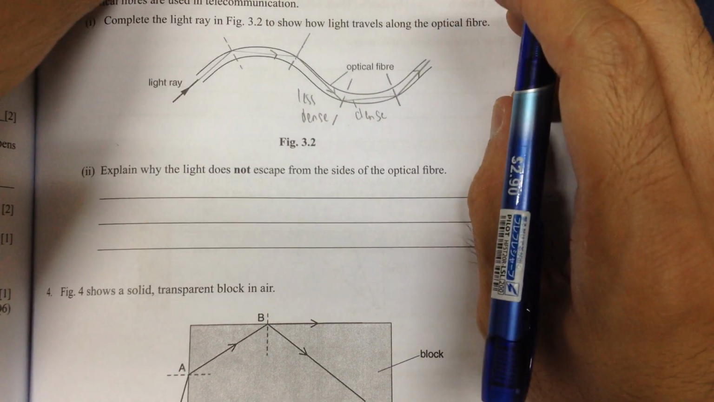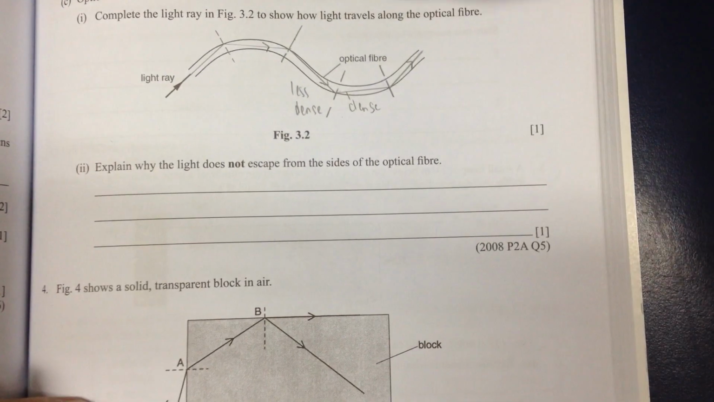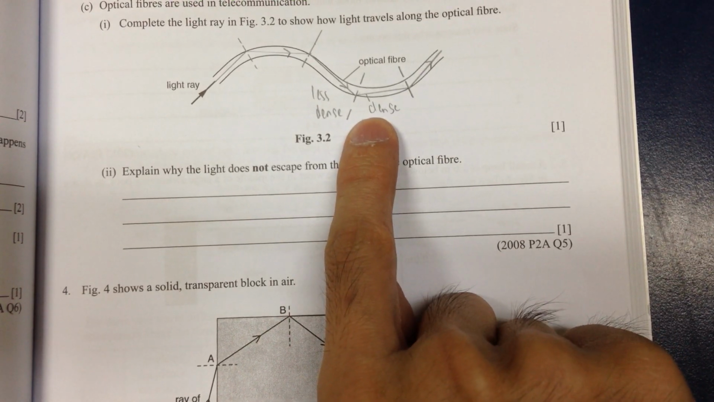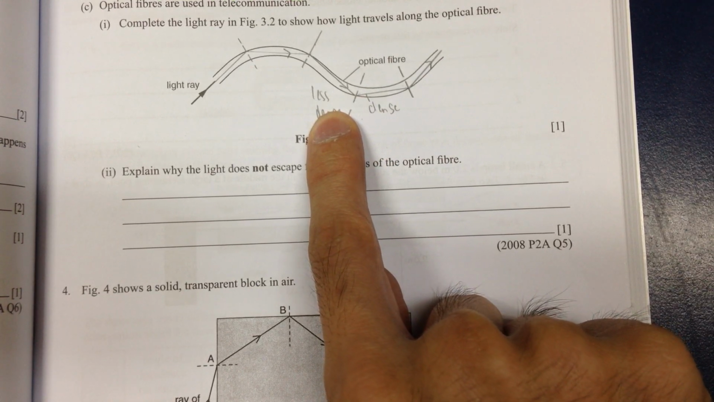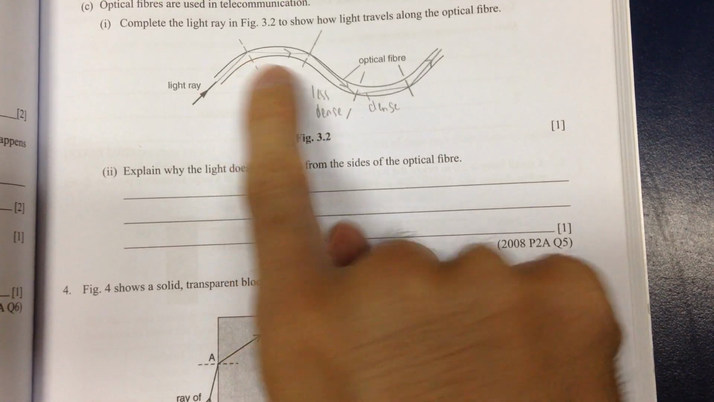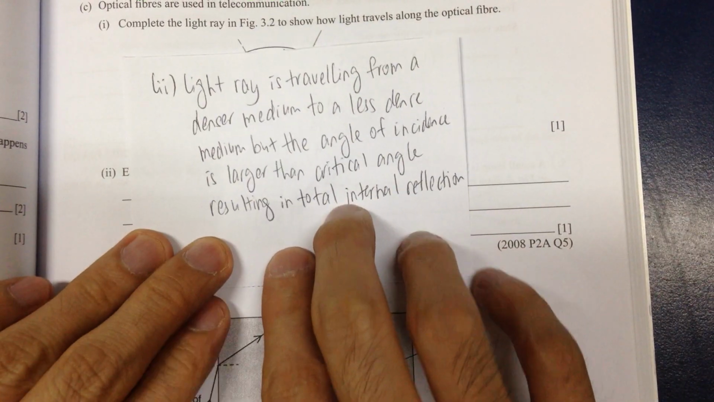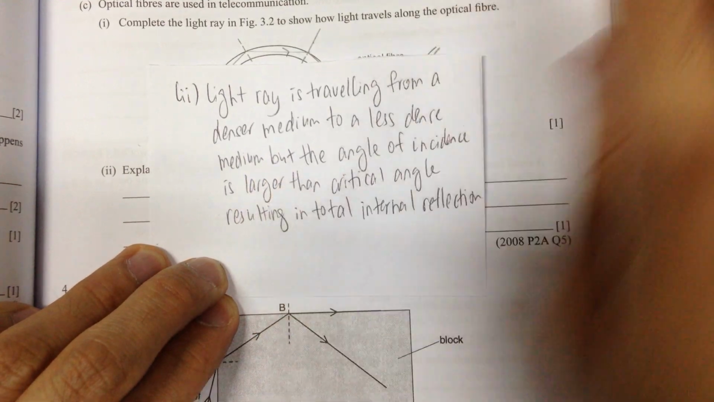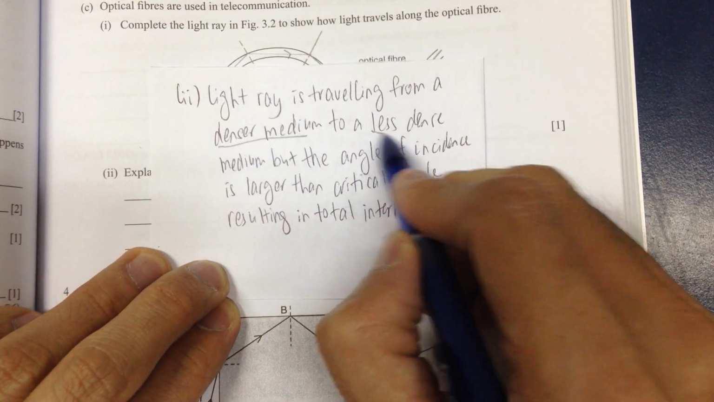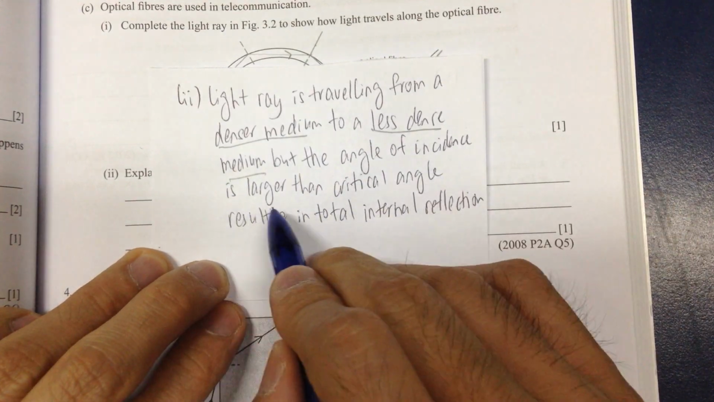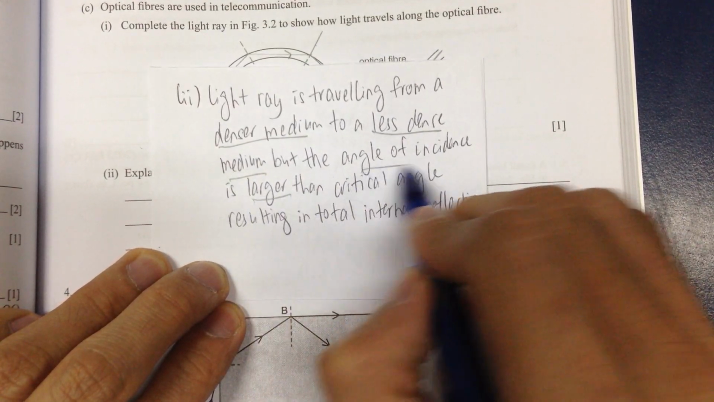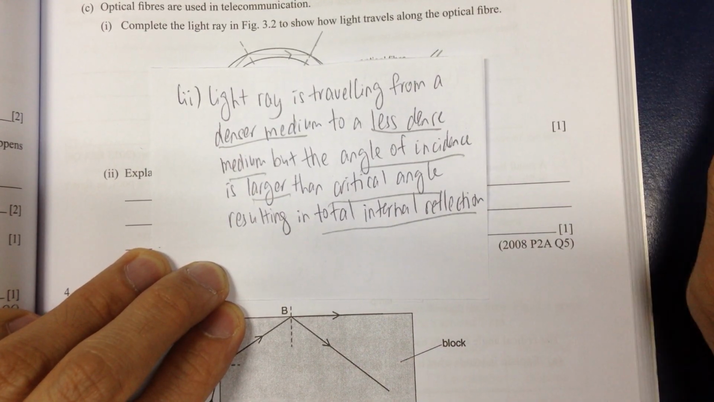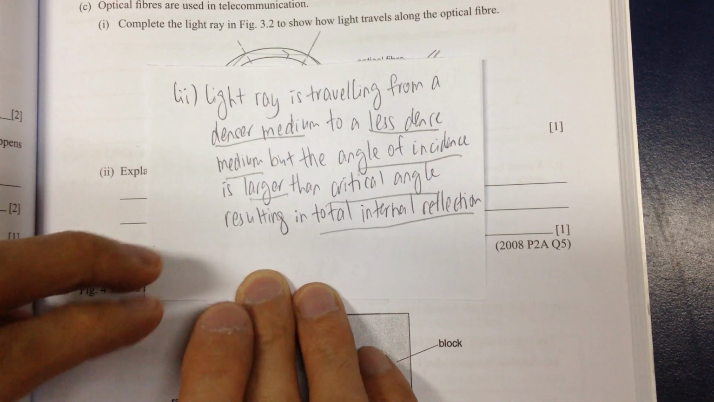The next question is to explain why the rays do not escape from the optical fiber. This is a simple question because we already explored that it's going from dense to less dense, and that the angle of incidence is greater than the critical angle. So the answer is simply: the light ray is traveling from a denser medium to a less dense medium, and the angle of incidence is larger than the critical angle. Because of that, total internal reflection happens and it will not come out from the medium. So that's how you answer it.